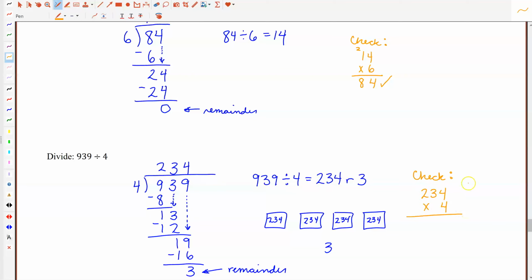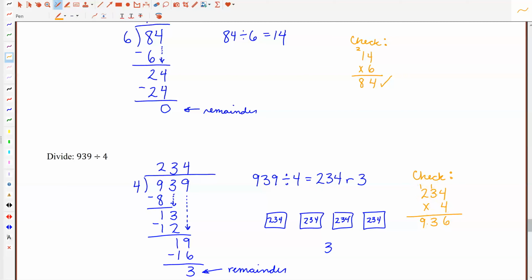All right, so let's do that, just that multiplication. 4 times 4 is 16. We'll put down the 6, carry the 1. 4 times 3 is 12, plus 1 is 13. We'll put down the 3, carry the 1. 4 times 2 is 8, plus 1 is 9.